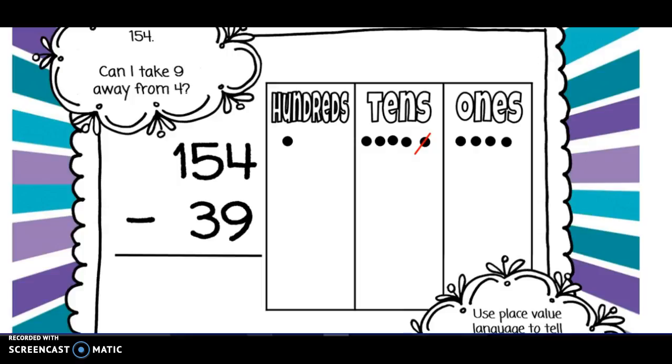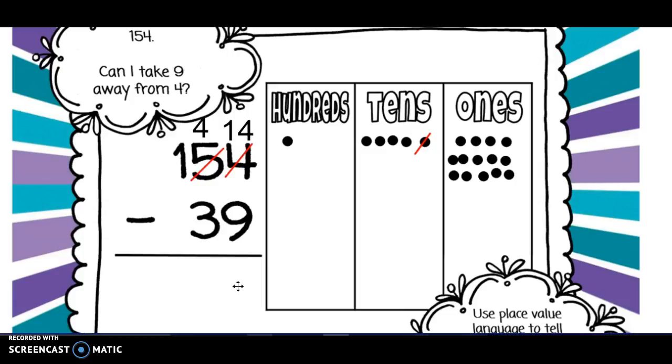Then be ready and press play to continue. You should have 14 ones in your ones place, and I show that in my vertical problem by drawing a line through the 4 and a line through the 5, because I took 1 ten away, added the 1 ten to the 4, and that gives me 14. Then I only have 4 tens left.